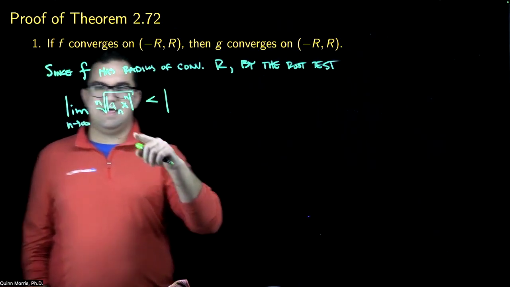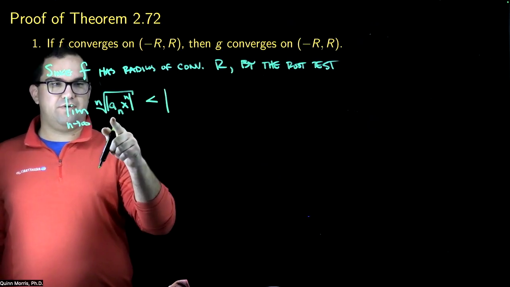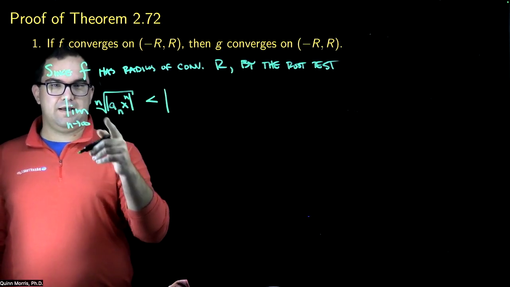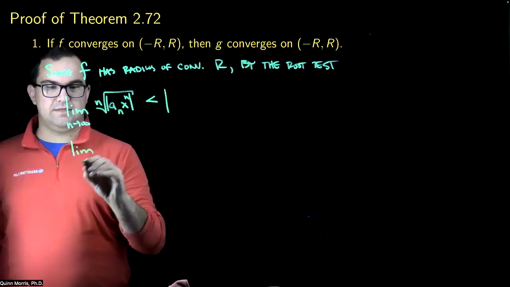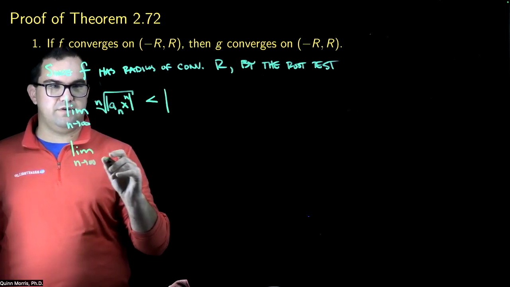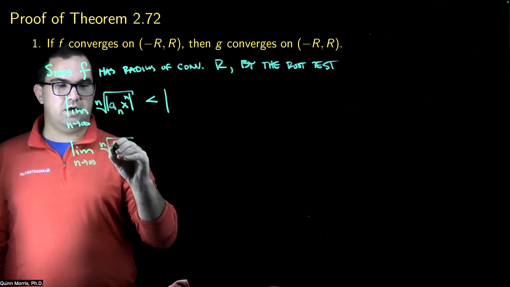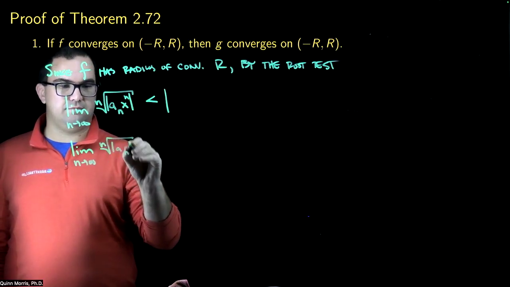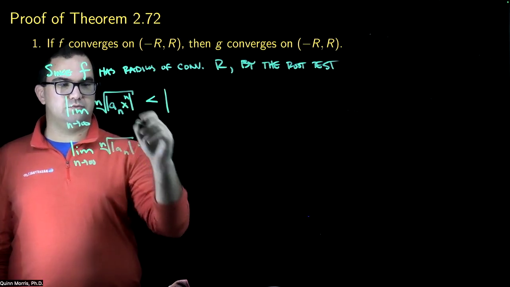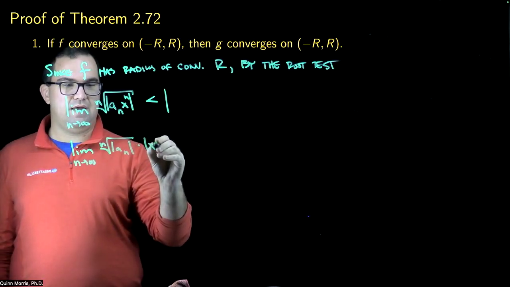Okay. Well, what would that tell me? So if I look at this, I could express this a little more nicely. This is the limit as n goes to infinity of the nth root of the absolute value of a sub n times the absolute value of x.